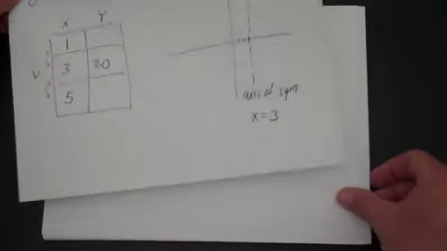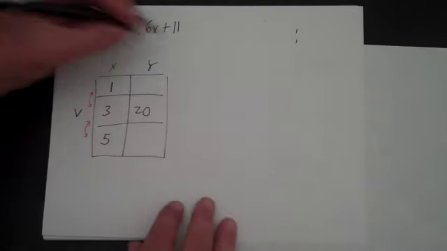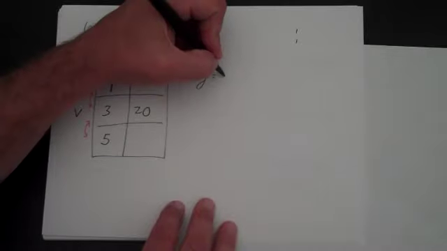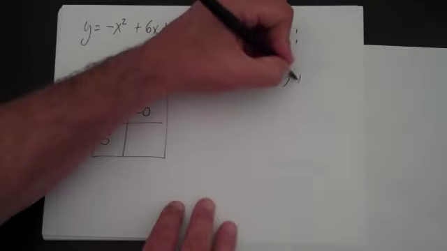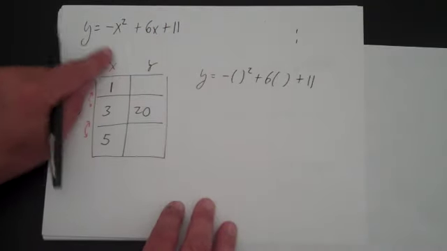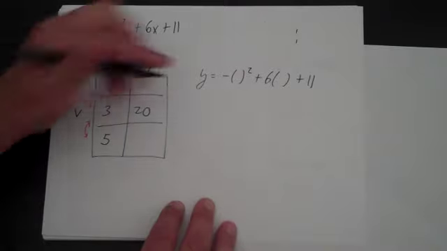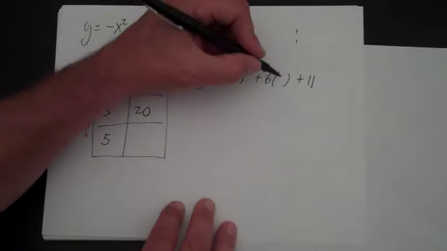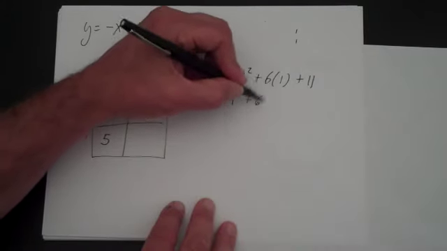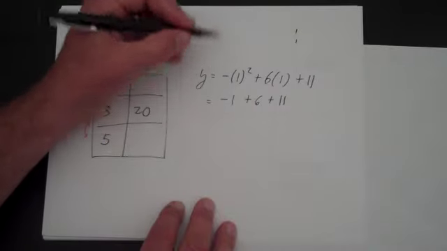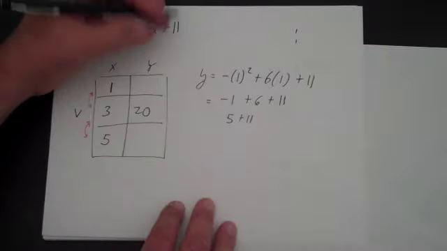I'm going to cover up the graph for just a second so I can solve these. Given x, the way you solve for y is just plug it in. So y equals minus x squared plus 6 times x plus 11. Simply put parentheses where the x is. I'm going to put in a 1, so that's 1 squared and 6 times 1. 1 squared is 1, so that's minus 1 plus 6 plus 11. Minus 1 plus 6 is 5, and 5 plus 11 is 16.